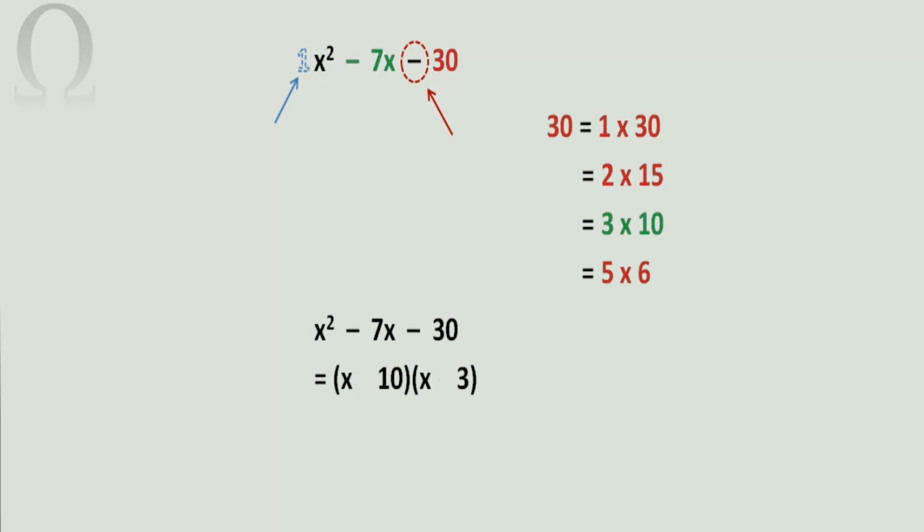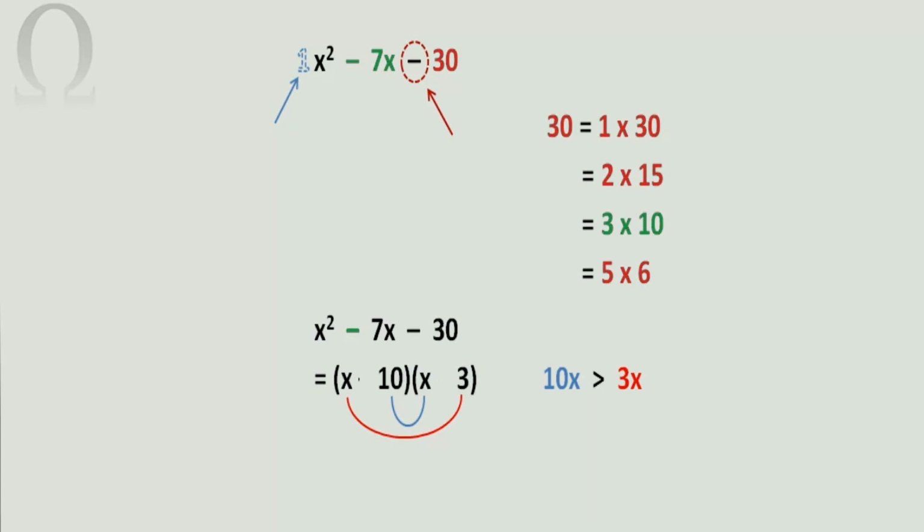Now, since the sign of the middle term in the expression is minus, the greater product of the inners and the outers in the brackets will get the sign of this middle term. Thus, since 10x, which is the product of the inners, is greater than 3x, which is the product of the outers, 10x will get the same sign as that of the middle term, minus 7x.